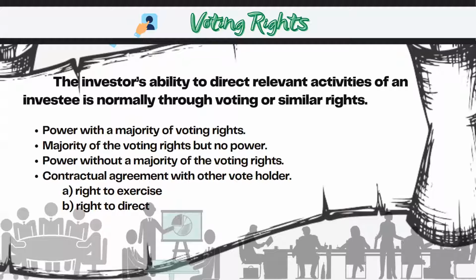Next, we have contractual arrangement with other vote holders. A contractual arrangement between an investor and other vote holders can give the investor power if the contractual arrangement gives the investor first, the right to exercise the voting rights of the other vote holders sufficient to give the investor power, or the right to direct how other vote holders vote to enable the investor to make decisions about the relevant activities.